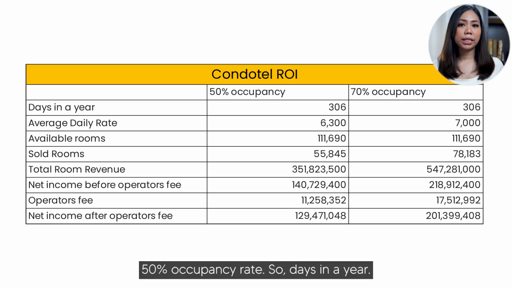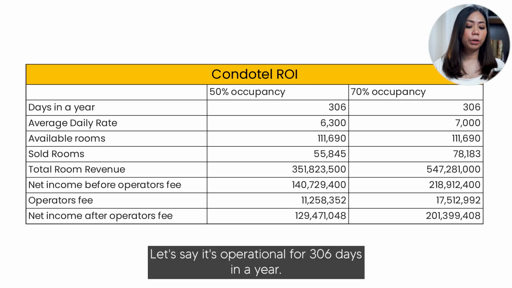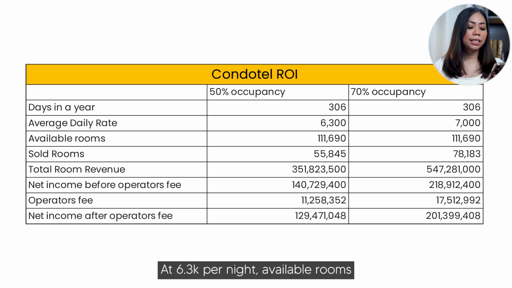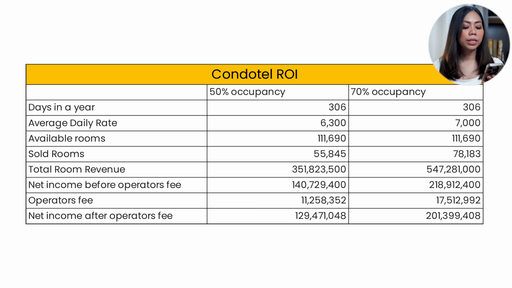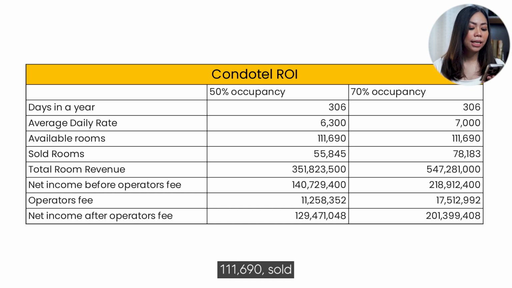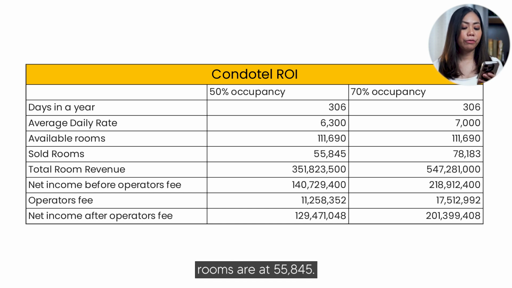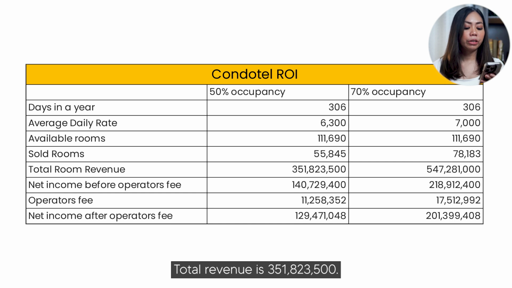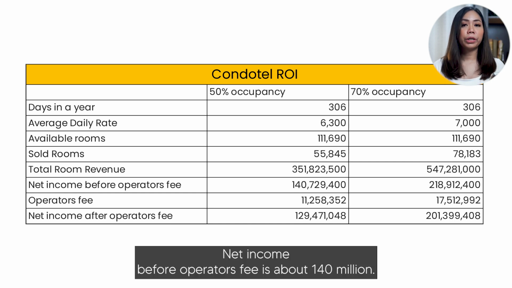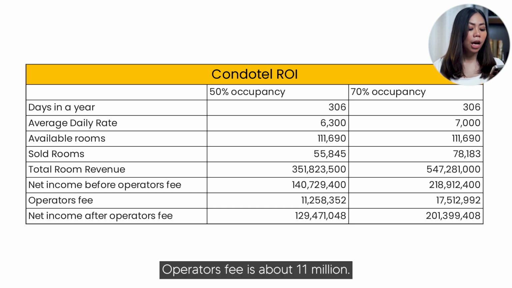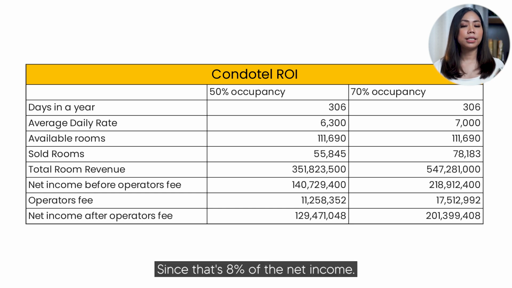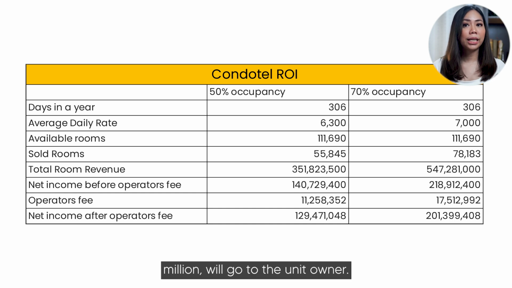So let's start with the 50% occupancy rate. Let's say it's operational for 306 days in a year at 6.3 per night. Available rooms, 111,690. Sold rooms are at 55,845. Total revenue is 351,823,500. Net income before operator's fee is about 140 million. Operator's fee is about 11 million, since that's 8% of the net income. And then 92%, which is 129 million, will go to the unit owner.